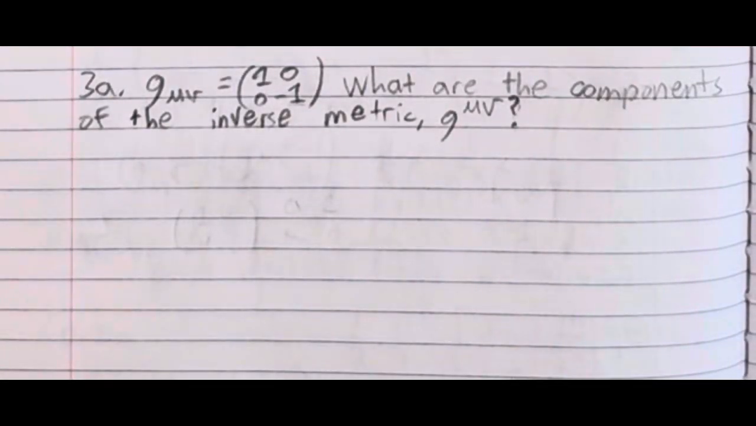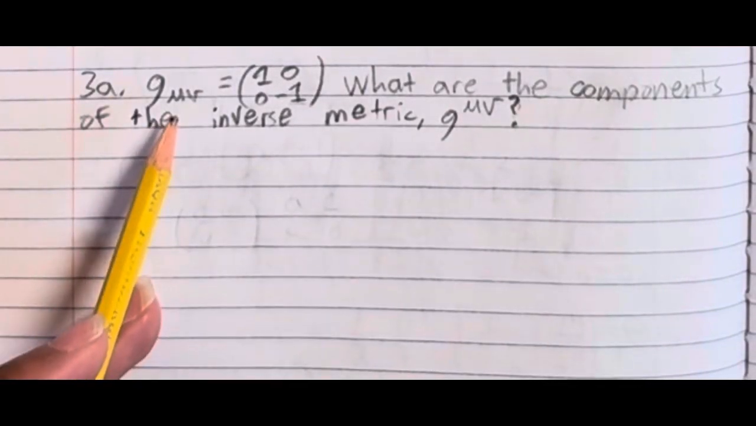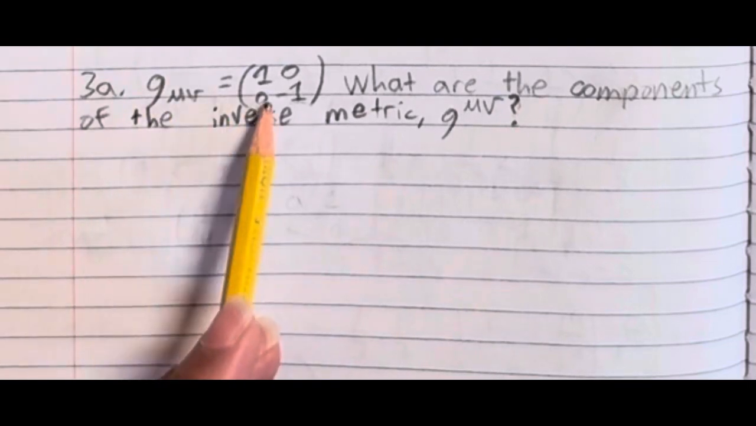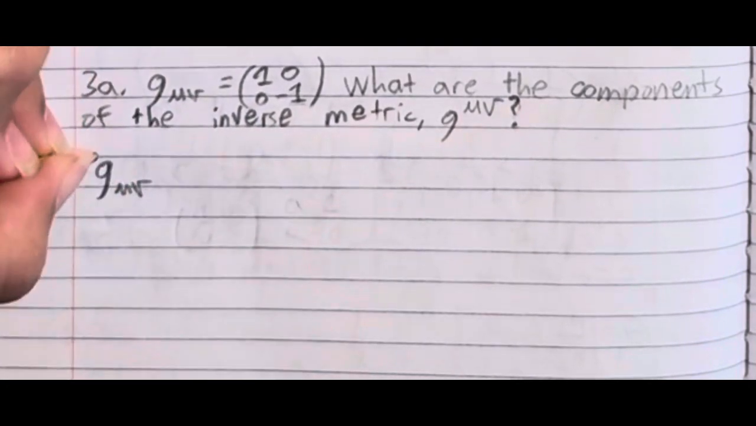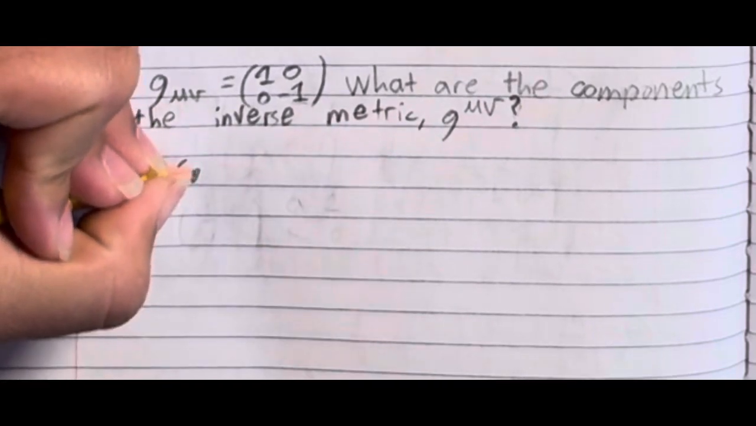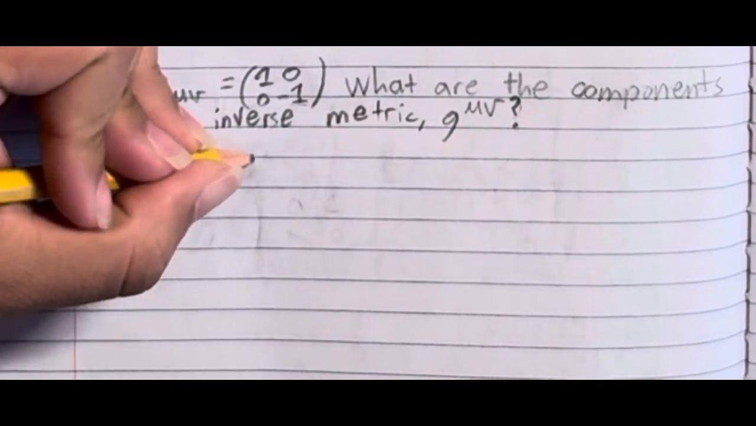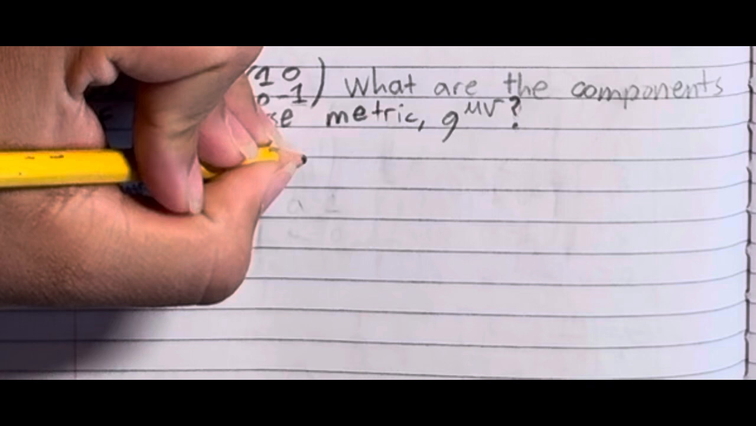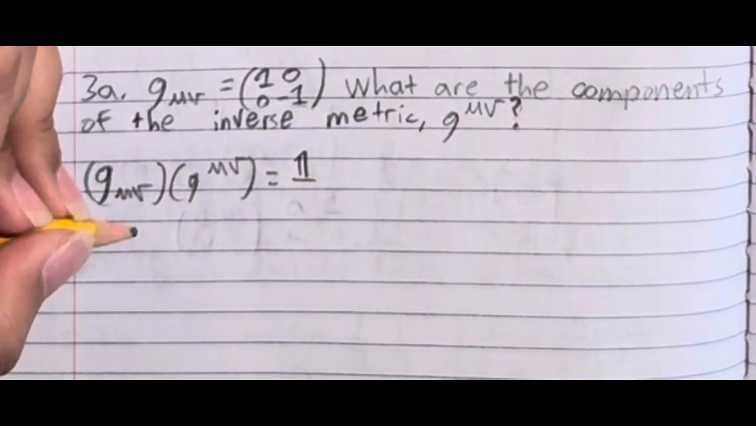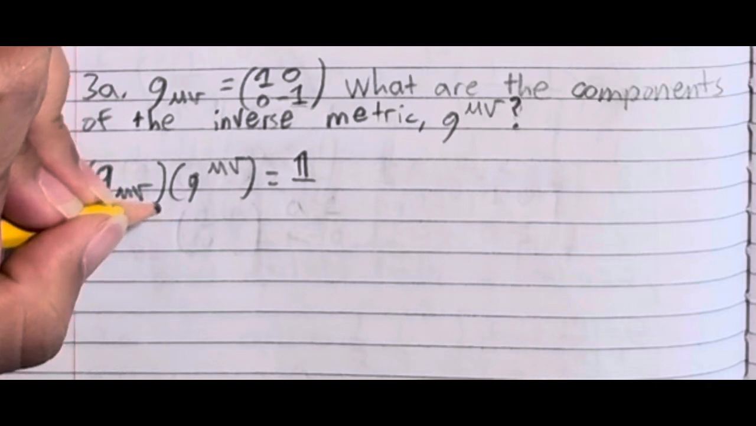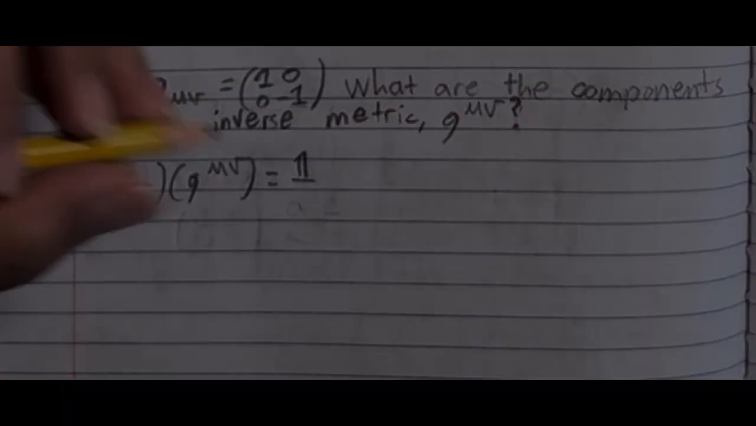Question 3 asks us to find the inverse metric of the Minkowski space metric, as shown here. So we know that the inverse metric multiplied by the original metric will give us the identity matrix, or the Kronecker delta. And it's because of this we can set up a system of equations that will allow us to find the components of the inverse metric.